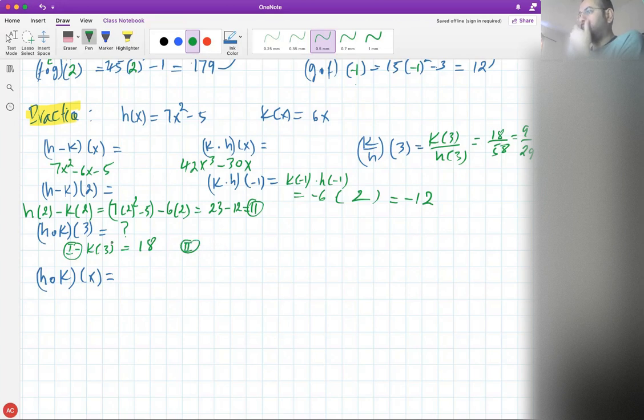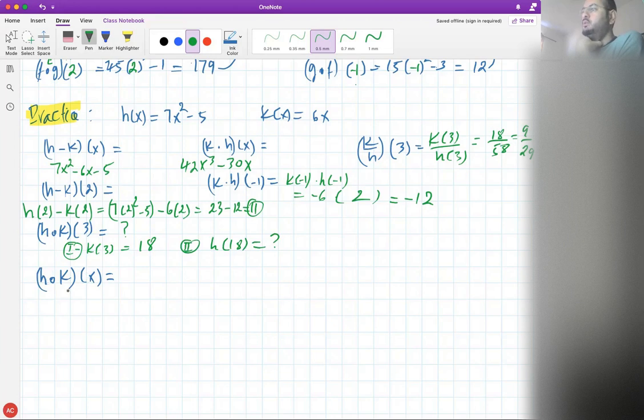We plug the 18 into h, h of 18, and find whatever that is. It's a big number, but you can find it. Now let's find the composition. This one is a composition. There's no evaluation. So h of k of x. We have x here, that means we have to find the composition.